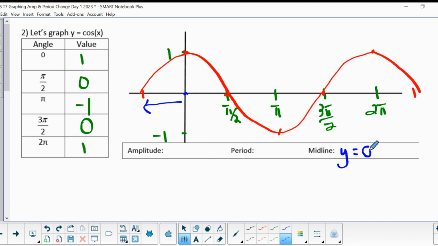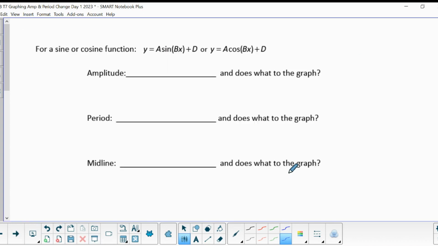So the midline is still 0. The period is still 2 pi. And then the amplitude is 1. Okay, so here, we're going to fill in some specific information about the graph when we're changing things. So now we're going to focus on changing some things.